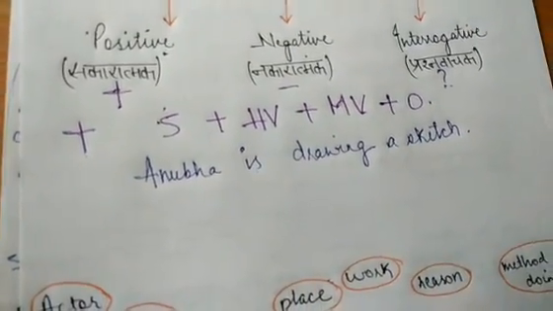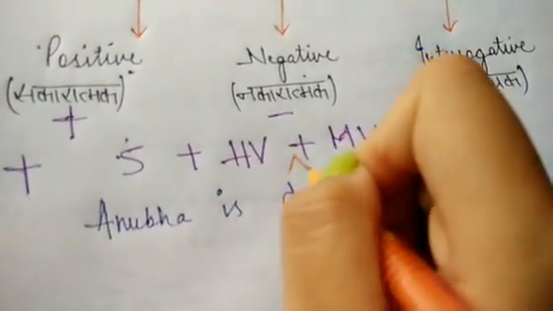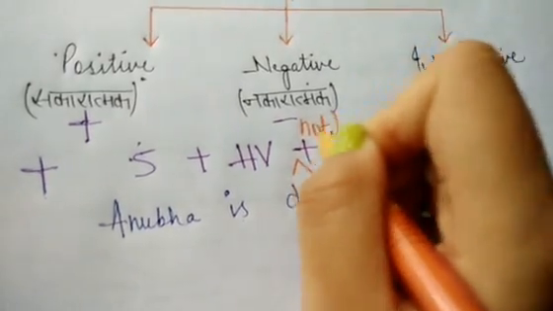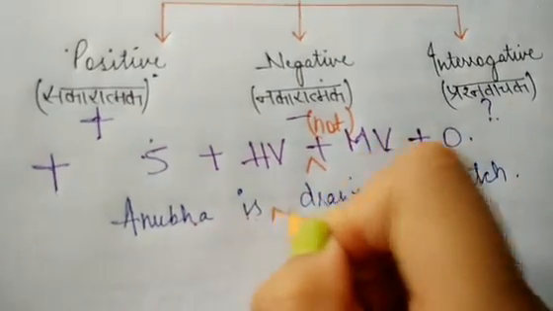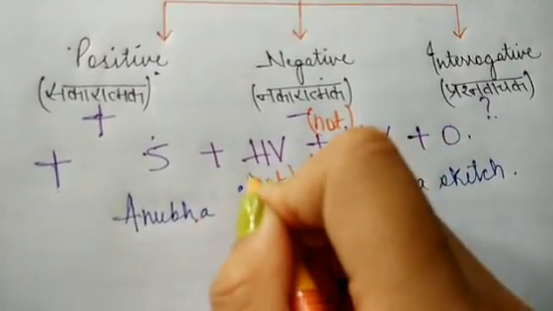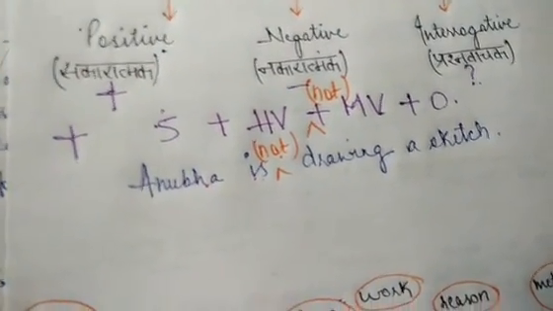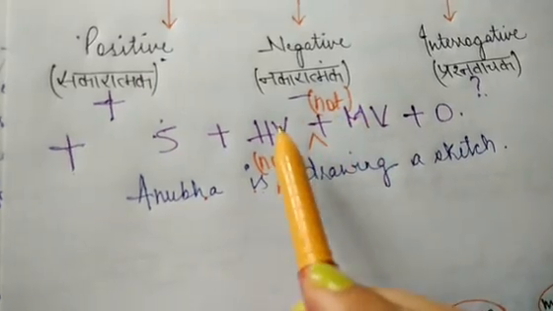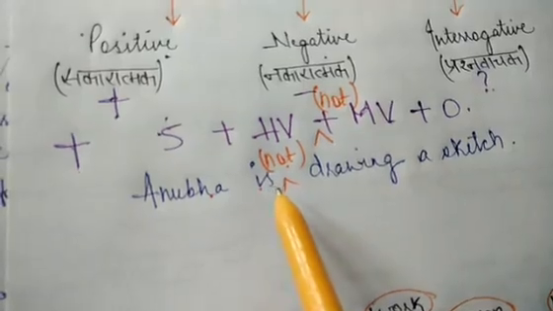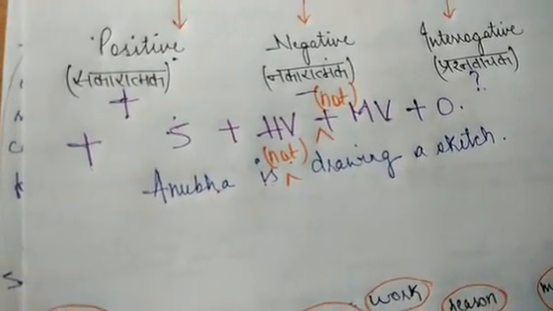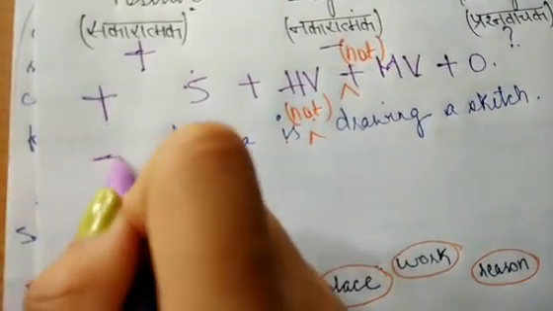Now, a negative sentence is very easy. It is formed by adding not between the helping verb and the main verb. It becomes Anubha is not drawing a sketch. Whenever we form any negative sentence, we simply add not in between the helping verb and the main verb. So the sentence becomes Anubha is not drawing a sketch. So this was our positive and negative sentence.